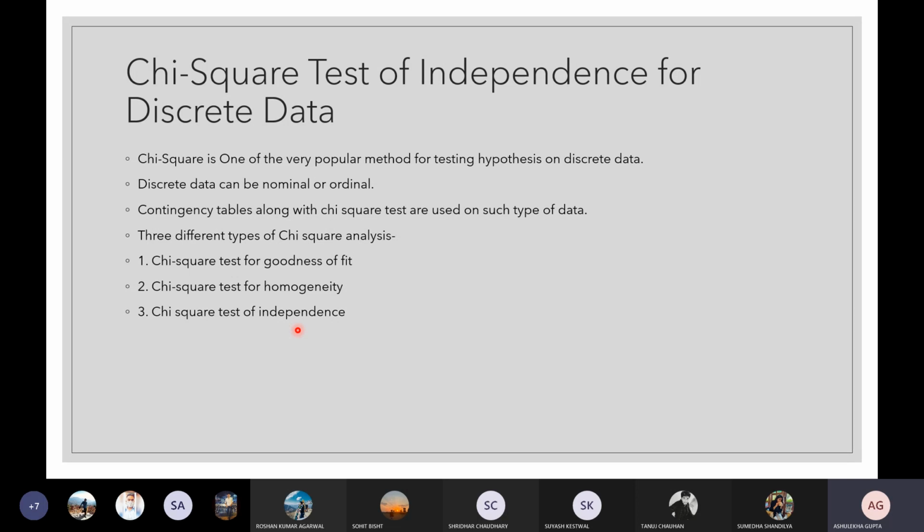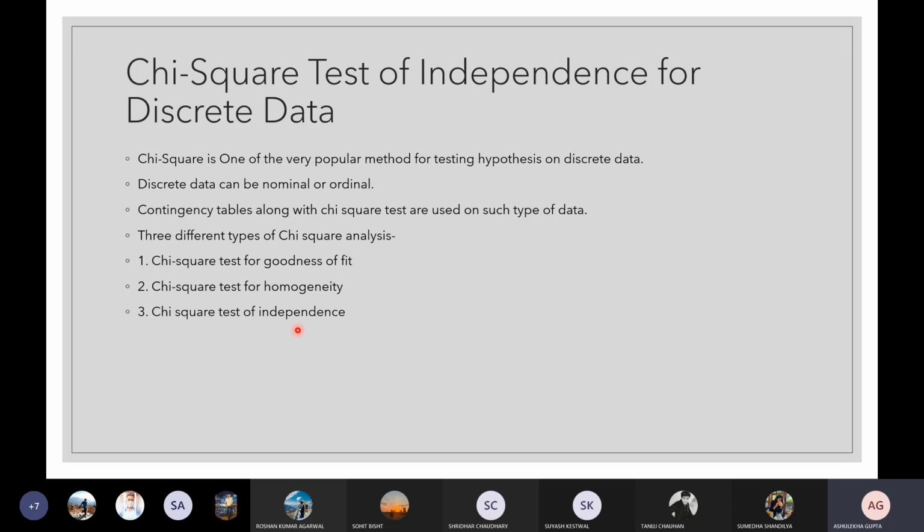independence. With goodness of fit, we just want to know whether this particular sample from this population is good for observing or getting some results. Homogeneity means this is homogeneous data. And the chi-square test of independence is what we are working on, so you have to see this.